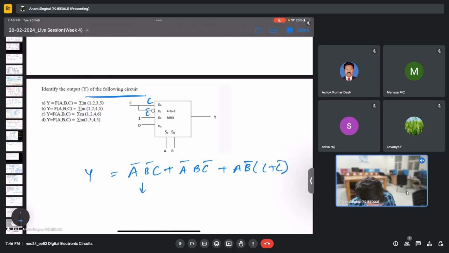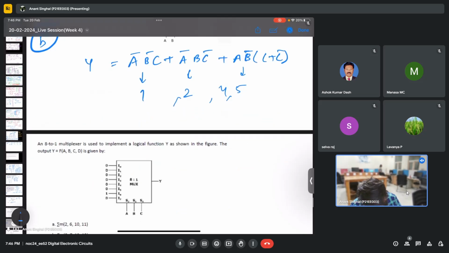So this will be 0 0 1. This will be 1 0 1, that is 0 1, that is 2, 1 0 1, that is 5, that is 4. So 1 2 4 5, option B is correct. You can also check similarly. I'm doing it quickly because of the lack of time. I hope this is clear.